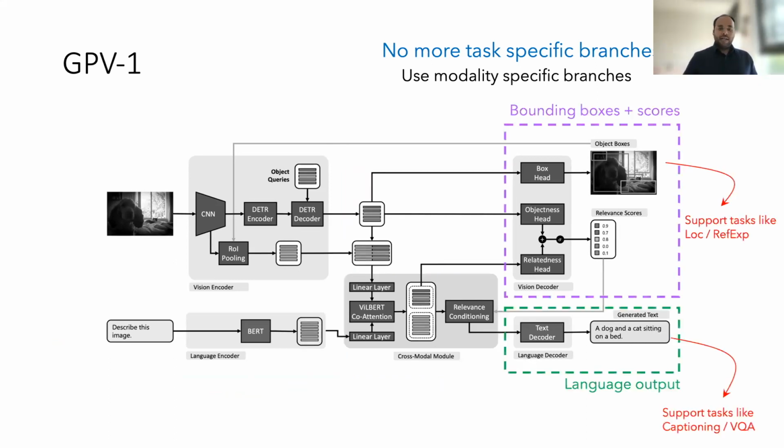And then there are two output heads. There's an output head for language. So any task that requires producing captions, VQA, anything to do with text would use this language output head for producing that output. And tasks like localization and referring expression, which require producing bounding boxes with scores, would use this bounding box head. And so that is what we mean by modality-specific branches. Note that these branches are not task-specific in that we don't have a separate language output head for captioning and a separate language output head for VQA, but rather we have a shared head for one particular modality.